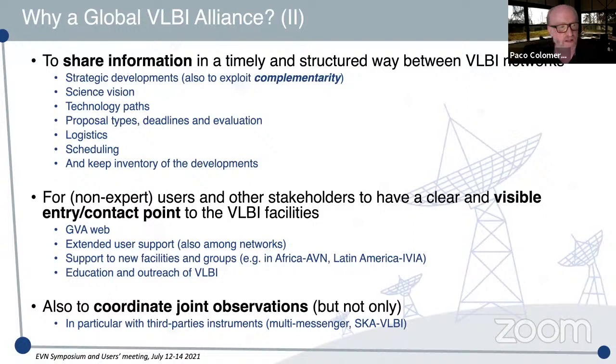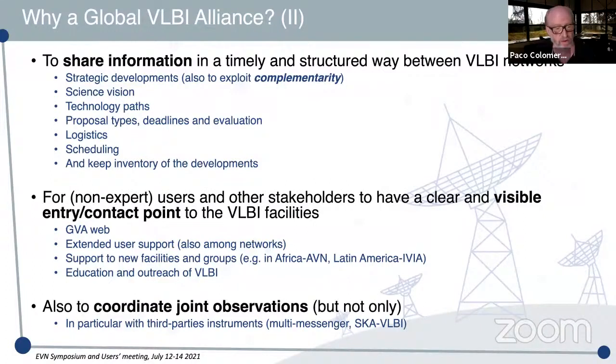Also for the users, for the non-expert users in particular, but also for other stakeholders, to have a clear and visible contact point for the different VLBI facilities, and in particular, a website where the different VLBI networks can be sufficiently explained. And also it will be an entry point for new facilities and new groups. We talk here, for example, of the Africa VLBI Network, or the recently established Initiative for VLBI in Latin America. And together, we can do much better in education and outreach of VLBI.